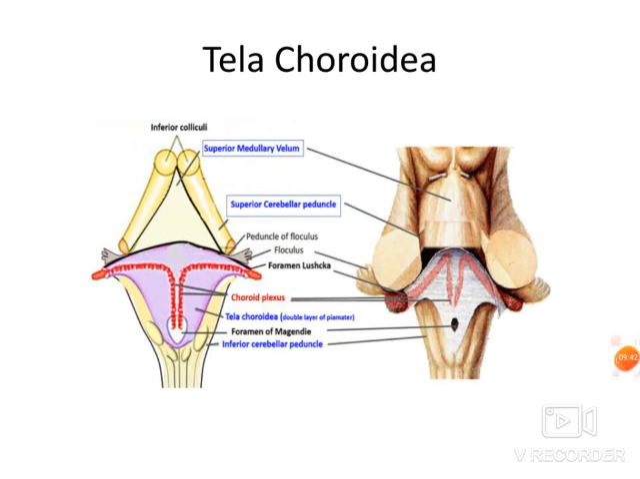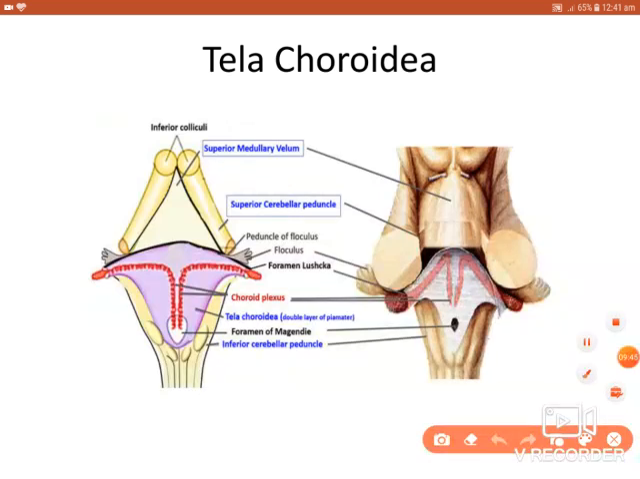Yes, in this figure you can see the Tela Choroidea clearly. Here this is the superior cerebellar peduncle. Here there is the inferior cerebellar peduncle. This forms the supralateral and this infralateral boundary. In addition to this inferior cerebellar peduncle, you can see this is the closed part of the medulla, which ends here.